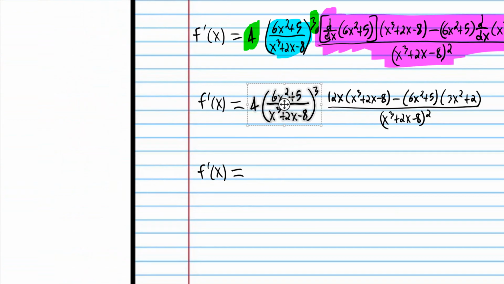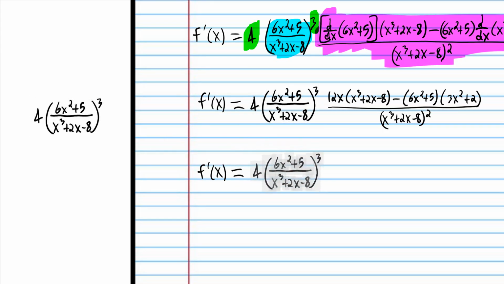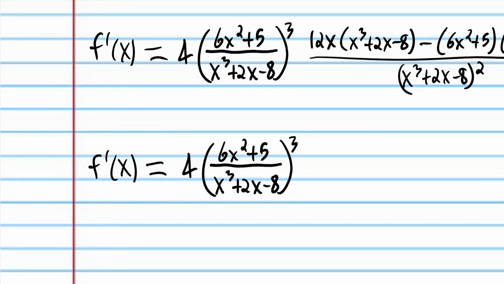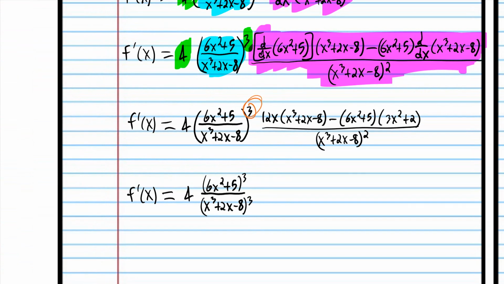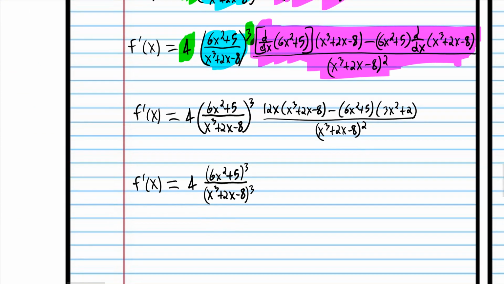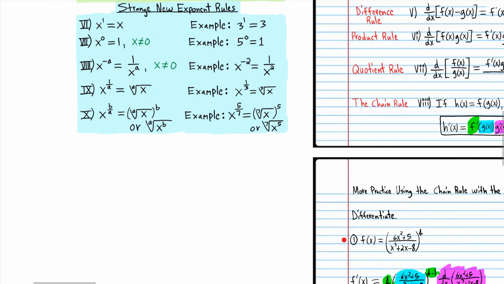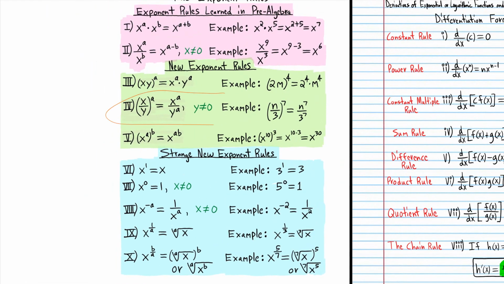So we're going to continue with this expression, and I'm going to use exponent rule number 4 on this fraction here. So when you have a fraction raised to some power, that's equal to the numerator raised to that power divided by the denominator raised to that power. That's exponent rule number 4. So you can check that here if you want. It's exponent rule number 4.